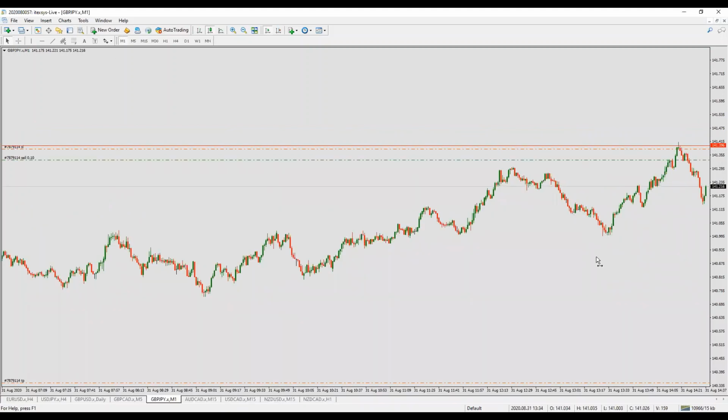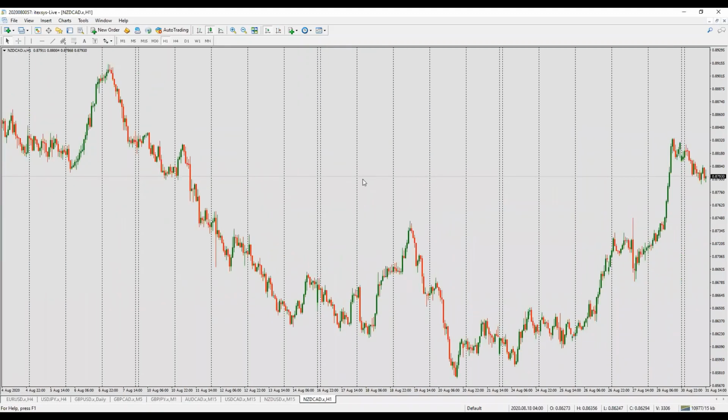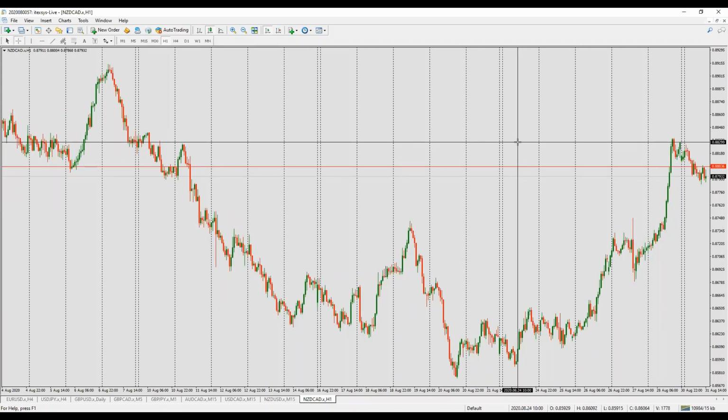I prefer to see the screen and the charts in a white picture. And New Zealand, Canada. Let's go back. This is the hourly chart. You can see that the price just rose up and broke out this supply on its way. Of course, just a declaration.